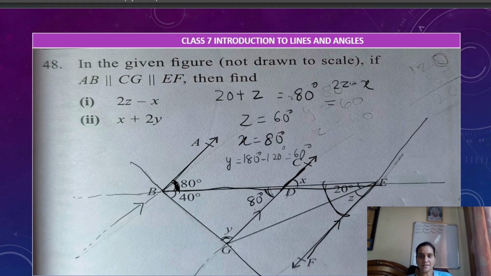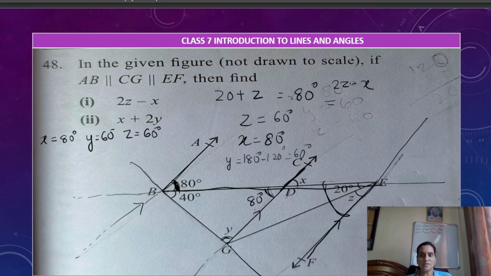So very easy to find 2Z minus X. 2Z, Z value is 60. Let me write down X, Y, Z values. X is equal to 80, we found using corresponding angle theory. Y equal to 60 using co-interior angle theory. Z is equal to 60 again using alternate interior angles theory, right?